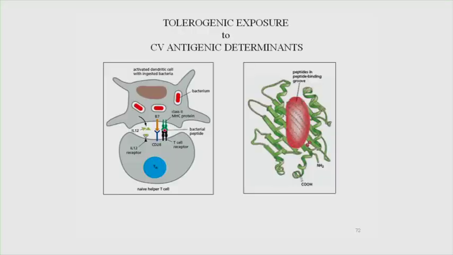Tolerogenic exposure to cardiovascular antigenic determinants. If an antigen-presenting cell presents the appropriate snippet to a resting T cell with the co-stimulatory molecules, it's going to activate, and it's going to go out and kill. If it presents the antigen without any regulatory molecules, nothing happens. The T cell dies off; it goes anergic.